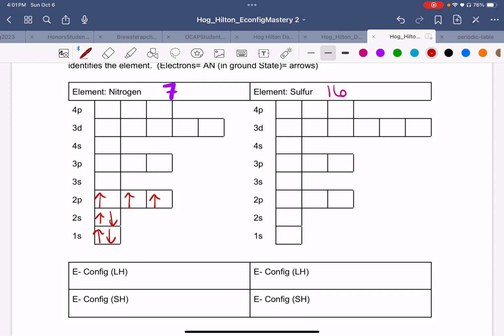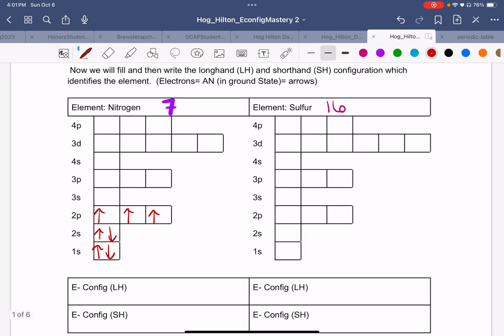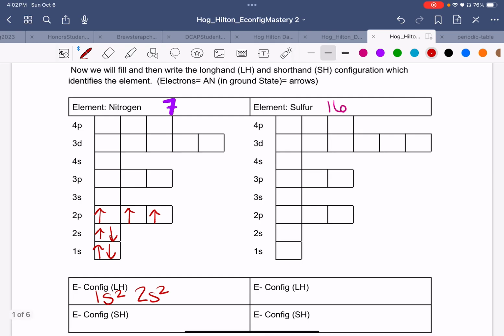Now, let's write a configuration for this. We're going to start here. This is 1s, 1, 2. Then we go to 2s, 1, 2. Then we go to 2p, 1, 2, 3. And that's our longhand configuration.